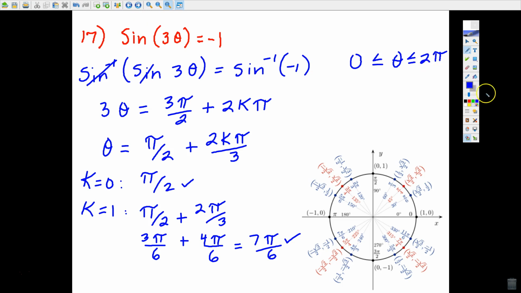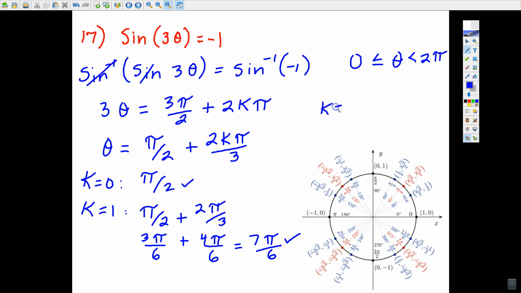And it actually won't be equal to 2 pi, just less than. Okay, well, let's see if there's another answer. So what do you think I'm going to do now? I've let k be 0. I've let k be 1. Well, let's see if k can be 2, and we still get an answer that fits.